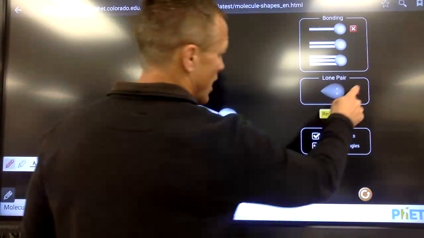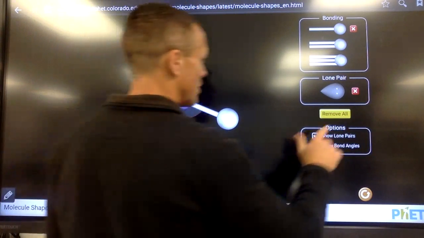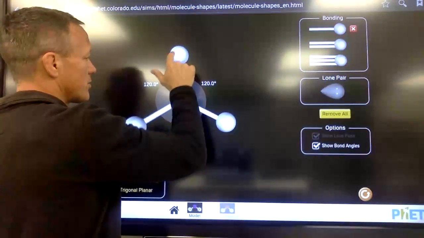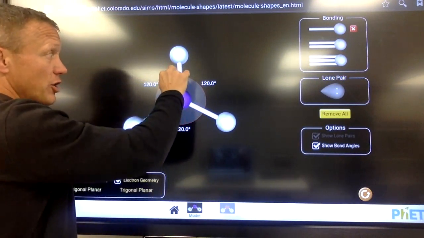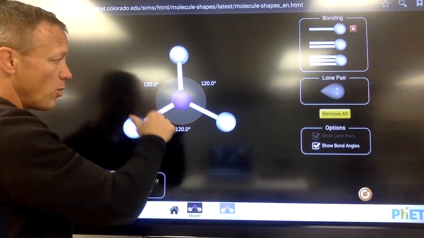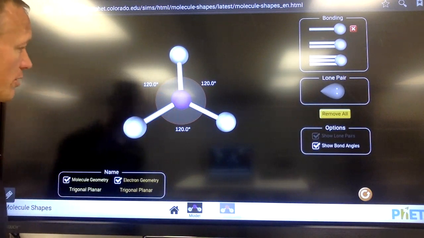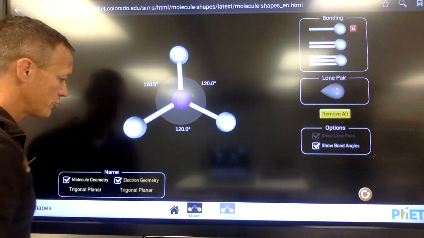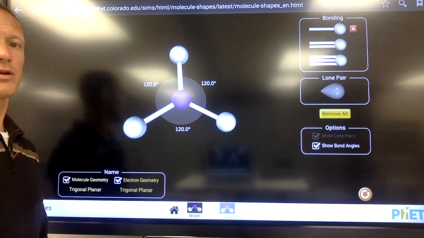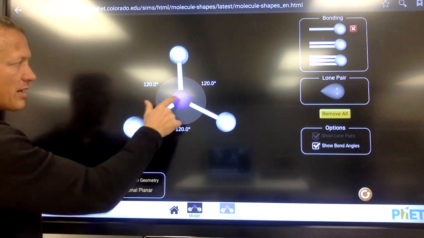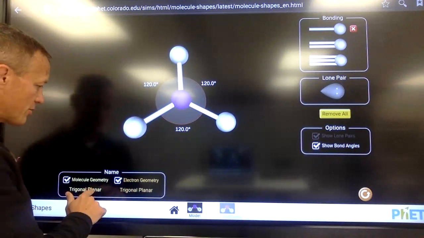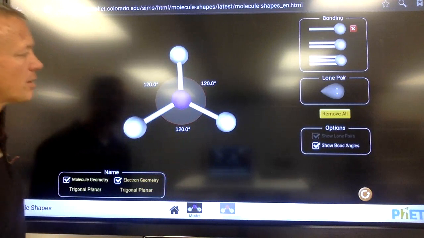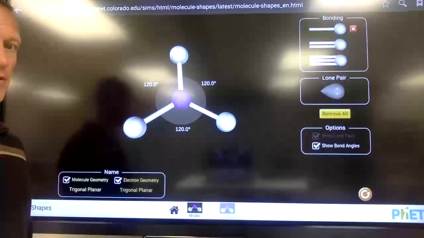If I take off the lone pair and add a bonded element, so just like before we had an unshared pair up here, now we have a shared pair. Our bond angle is still 120 between each. So our electron geometry is trigonal planar, and our molecular geometry is trigonal planar. These will be the same whenever there's no unshared pair in the central element. So that's when we have 3 things coming off the central element.